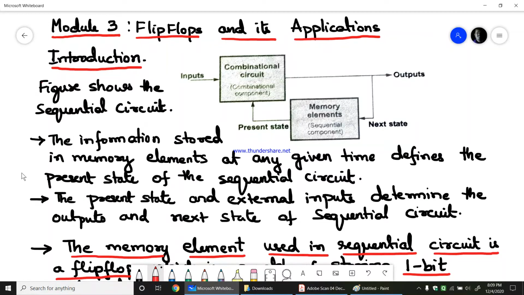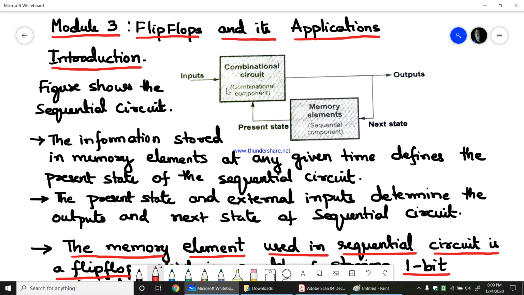We learn module 3 in digital system design, which is flip-flops and its applications. We'll see what the definition of the flip-flop is, and what the applications of the flip-flop are. Then in module 4 we'll be learning counters, how to design counters of different models. Okay, coming to the introduction part.